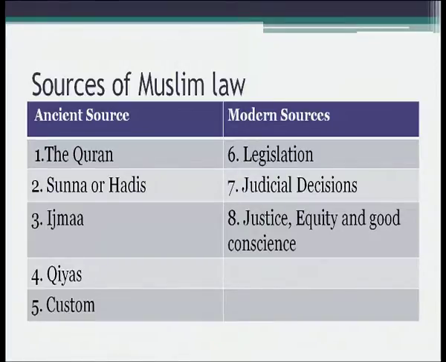Now, coming to the modern sources, friends, legislation is the first modern source. We have the Shariat Act 1937, the Dissolution of Muslim Marriages Act 1939, then again we have the Muslim Women Protection of Rights on Divorce Act 1986. So, these are some legislations. The next category of modern source is judicial decisions, and of course, like the Hindu laws, the principles of justice, equity and good conscience are another important modern source of Muslim laws.